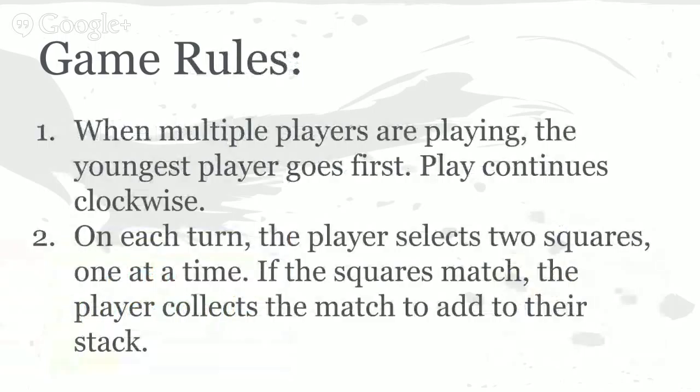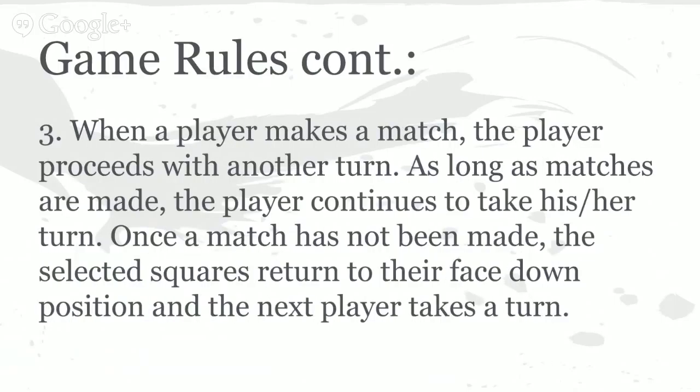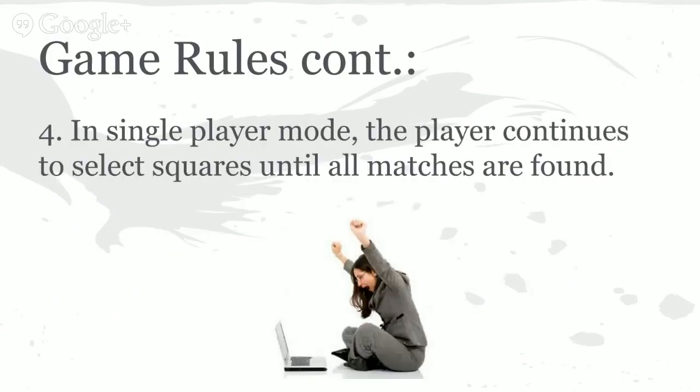Game rules. Number 1. When multiple players are playing, the youngest player goes first. Play continues clockwise. Number 2. On each turn, the player selects two squares, one at a time. If the squares match, the player collects the match to add to their stack. Number 3. When a player makes a match, the player proceeds with another turn. As long as matches are made, the player continues to take his or her turn. Once a match has not been made, the selected squares return to their face-down position, and the next player takes a turn. Number 4. In single-player mode, the player continues to select squares until all matches are found.